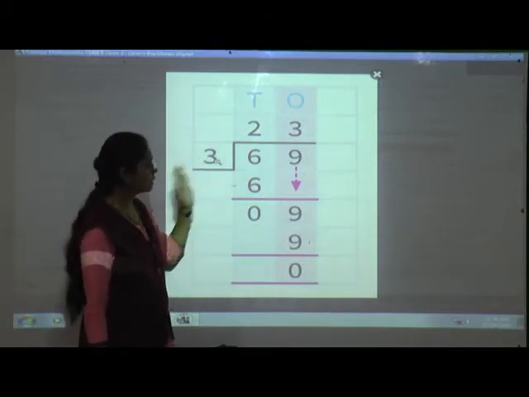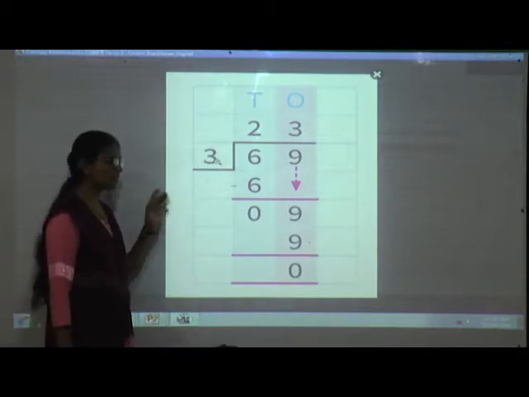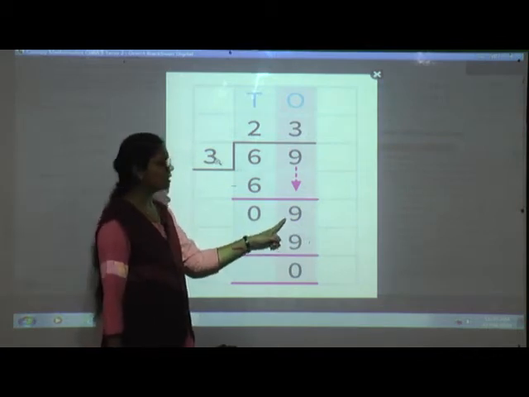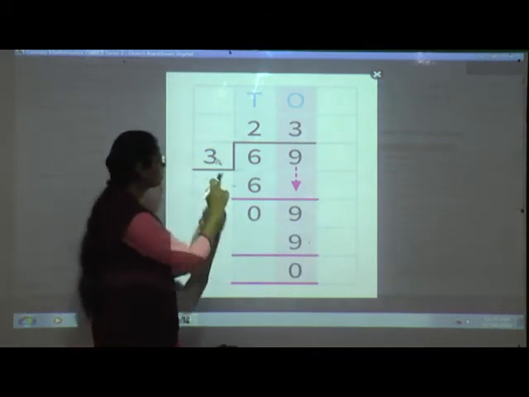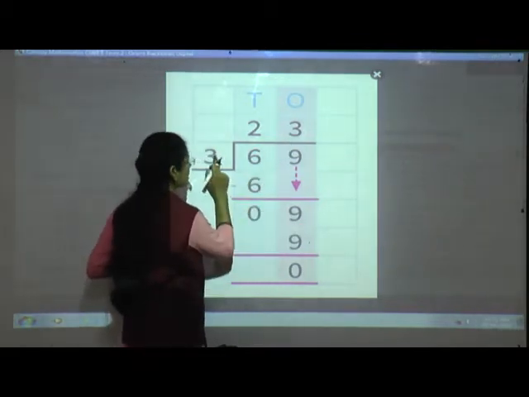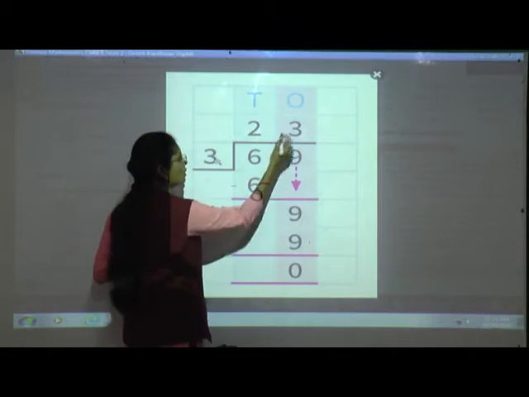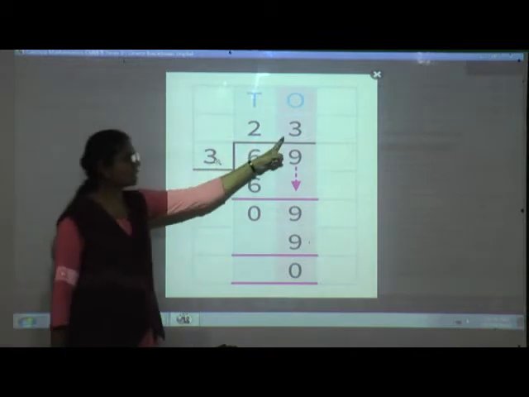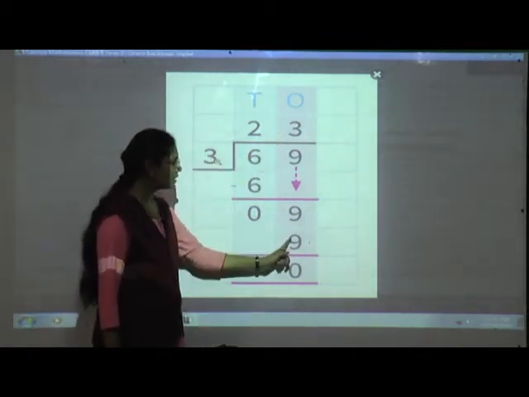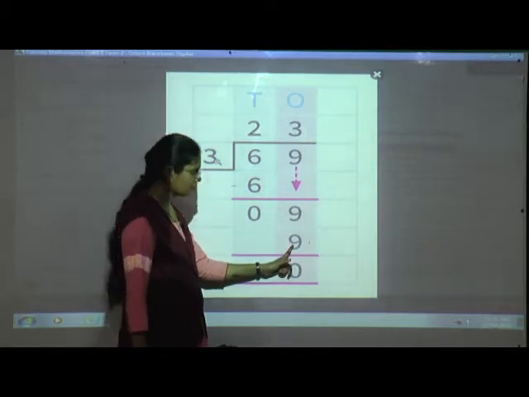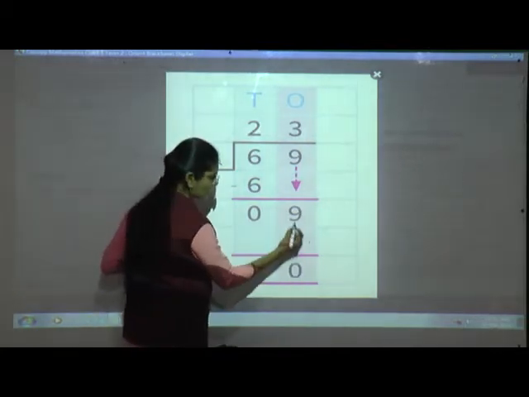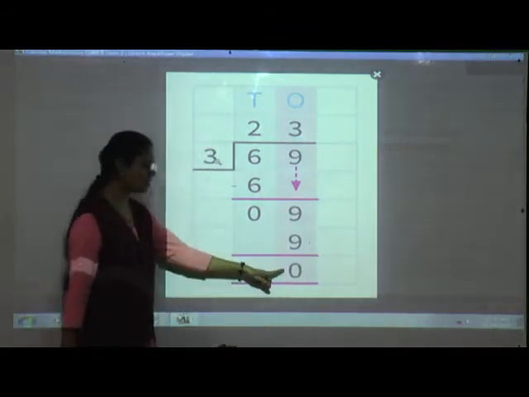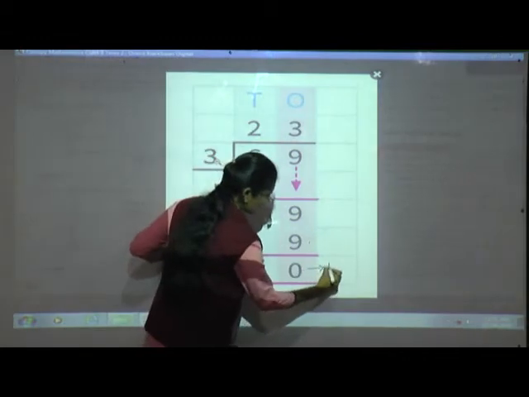Now see, in the table of 3 there is 9. In 9 how many 3's are there? In 9 there are 3 3's, isn't it? 3 3's are 9. So at ones place we will write 3 in the quotient part. Then below 9 we will write 9, and again do the subtraction, 9 minus 9, and we get 0. So this is the remainder.